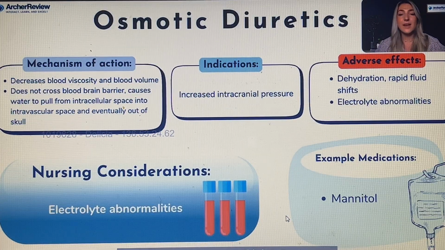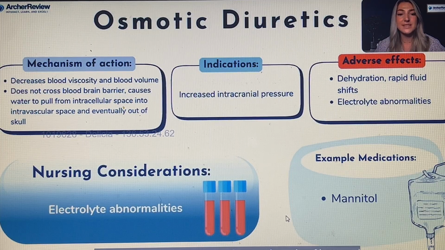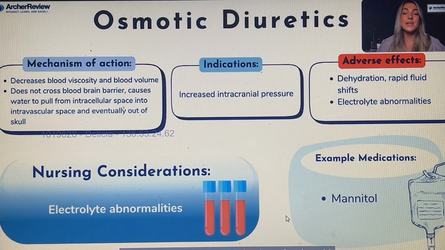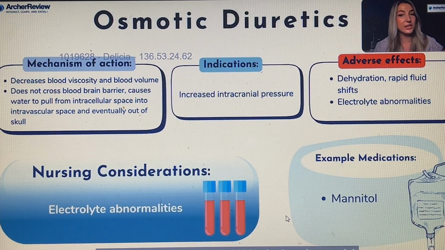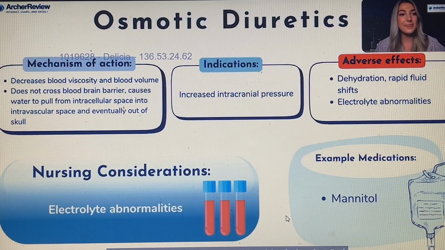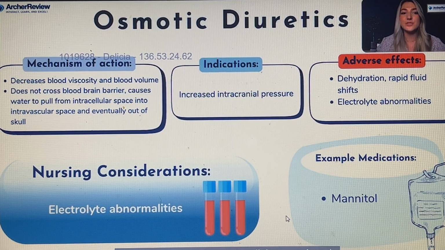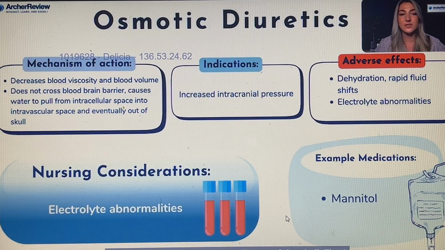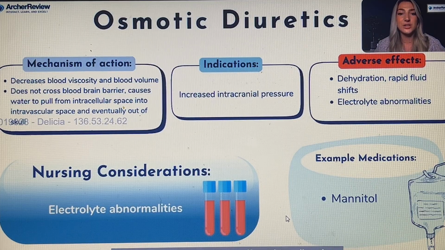Finally here, let's talk about osmotic diuretics. This is a very common medication to give in the presence of increased intracranial pressure. So mechanism of action: this decreases the blood viscosity and blood volume because it is a diuretic. It does not cross the blood-brain barrier, so it causes water to pull from intracellular space into the intravascular space and eventually out of the skull. That's why it's so great for our indication of increased intracranial pressure.